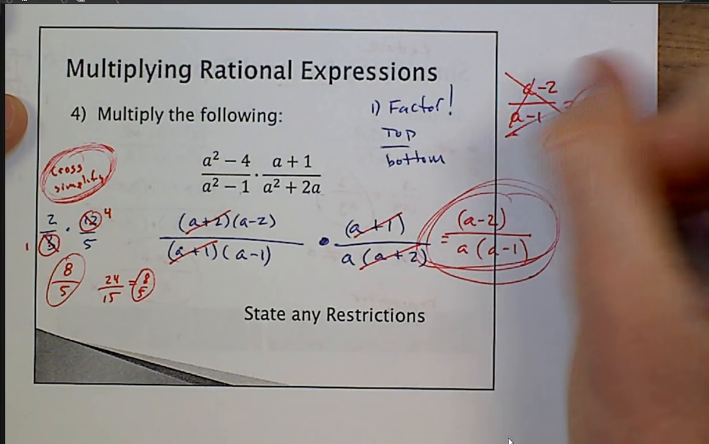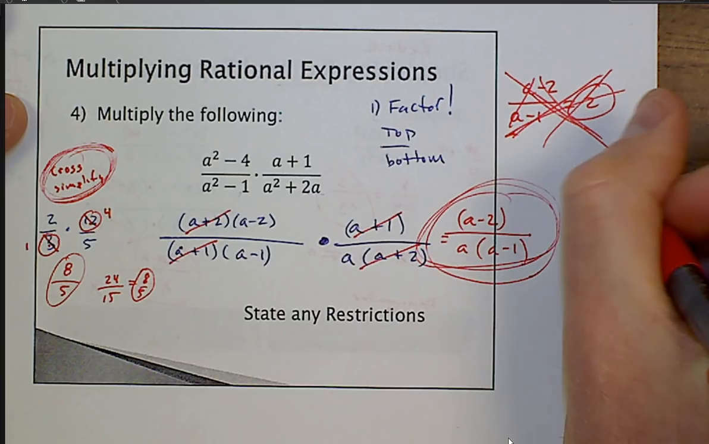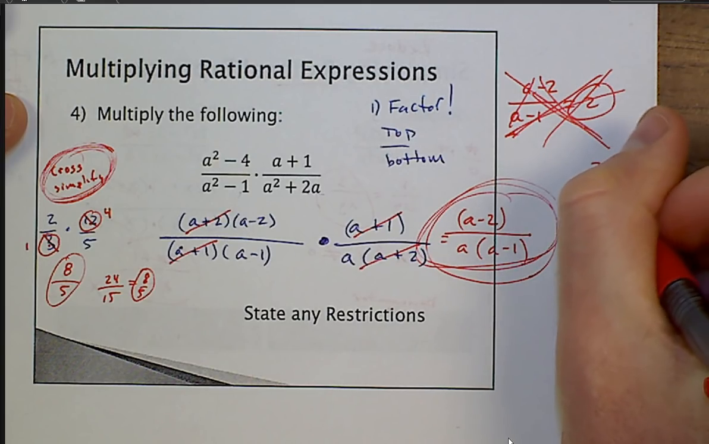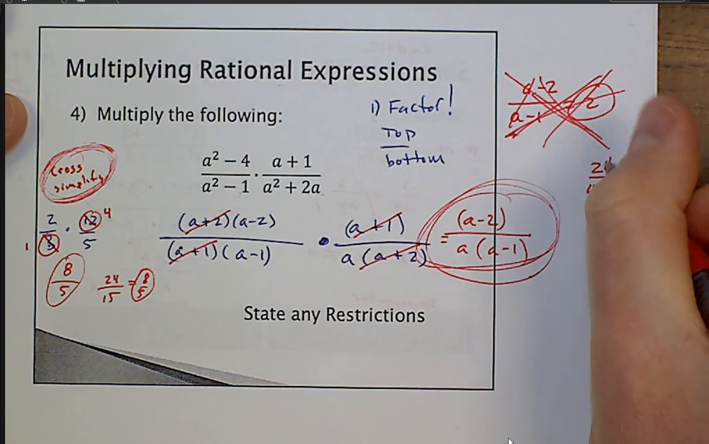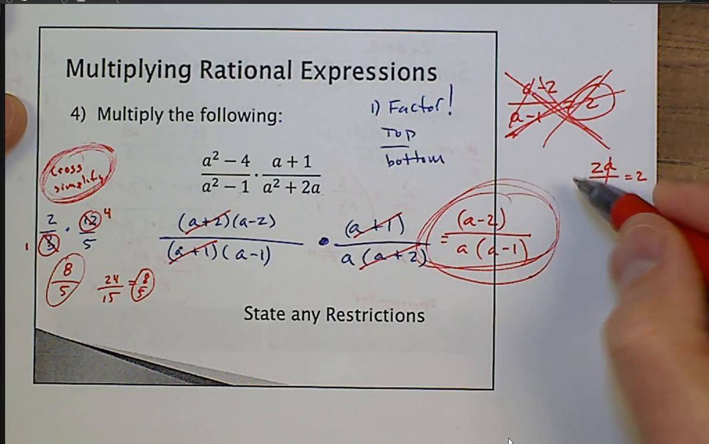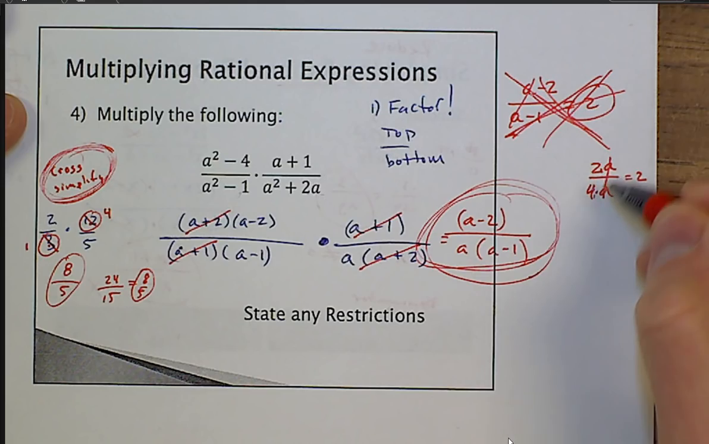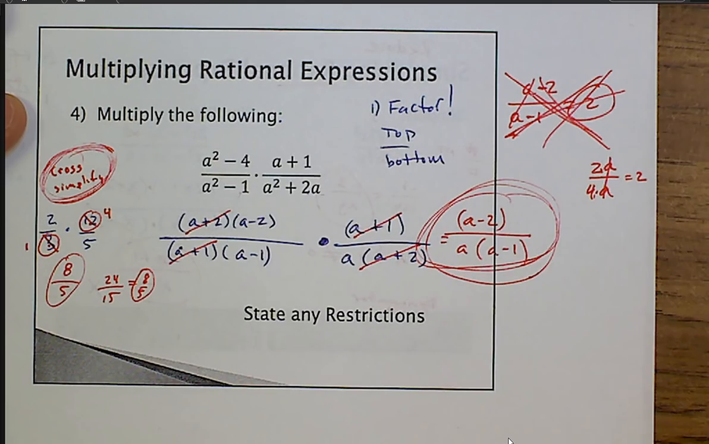You can't do that. Now, if it was 2 times a over 4a, yeah, you could cross out the a's and you could reduce the 2's and get 2. That's different because I have multiplication in between these things. Here I have subtraction signs. When it's a quantity of subtraction or addition, you can't cross out those a's.